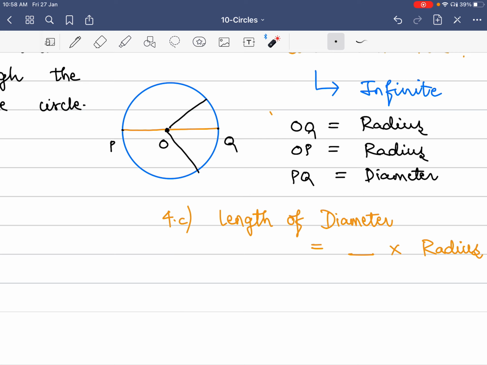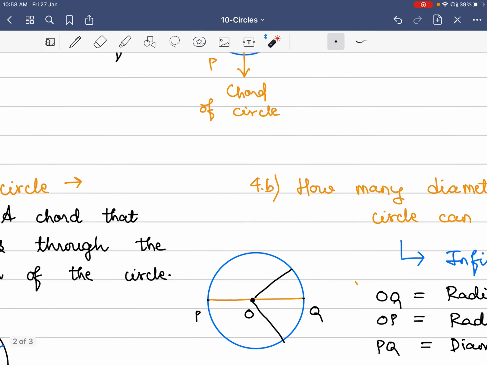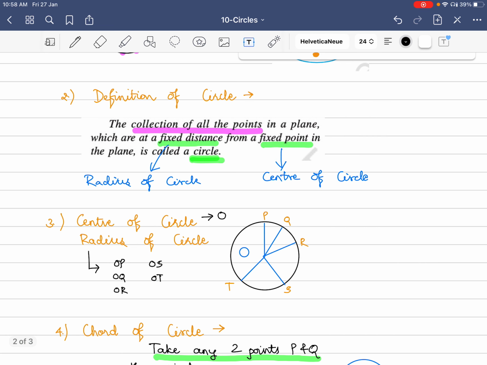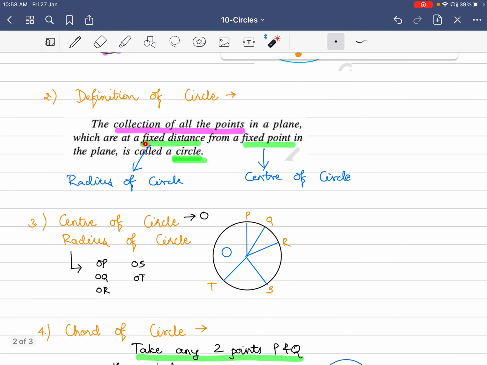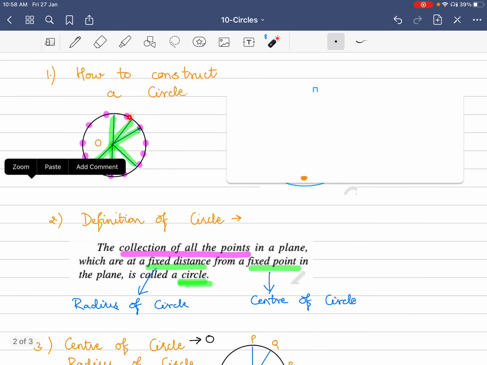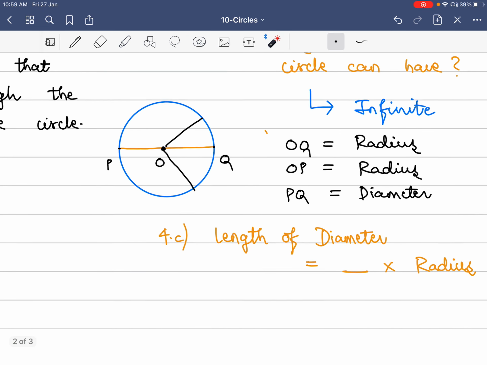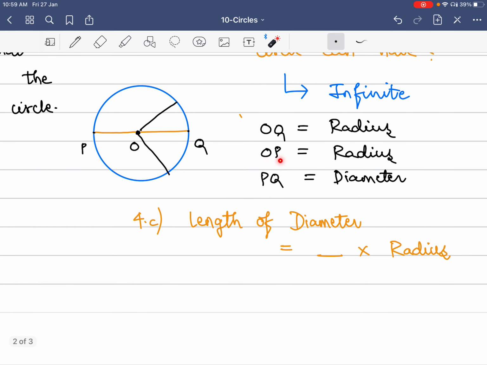Why so? Because the length of all the radii of a circle is going to be the same. Why? Because that is the definition of the radius. Fixed distance. What is a radius? Radius is something which has a fixed distance from the fixed point. So all these radii are at the same distance from the center. So the length of the radius of the circle is exactly the same. So OP and OQ are equal to each other.